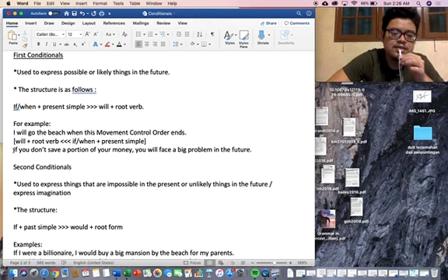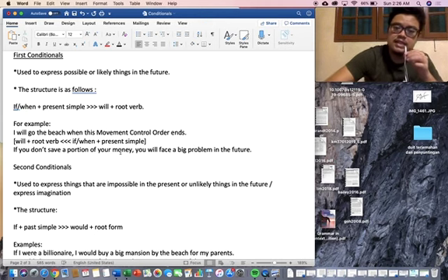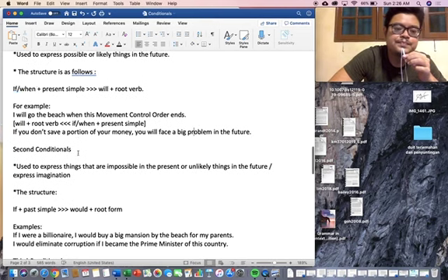And let's look at the second one. If you don't save a portion of your money, you will face a big problem in the future. So this is talking about possible or likely things in the future, right? So you look at these sentences, and you know that these sentences are talking about real possibility, right? So the first is the possibility that the MCO movement order would end, and the second one, the possibility that you will face a big problem if you don't save a portion of your money, if you don't have savings.